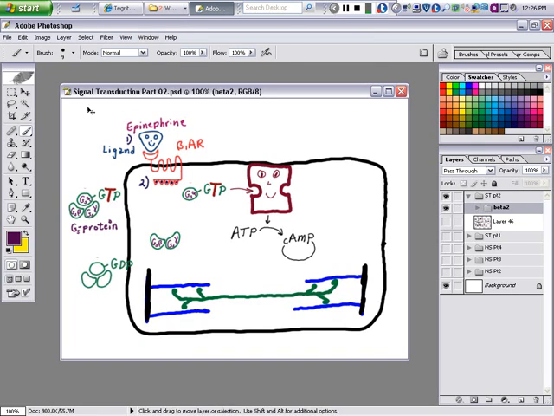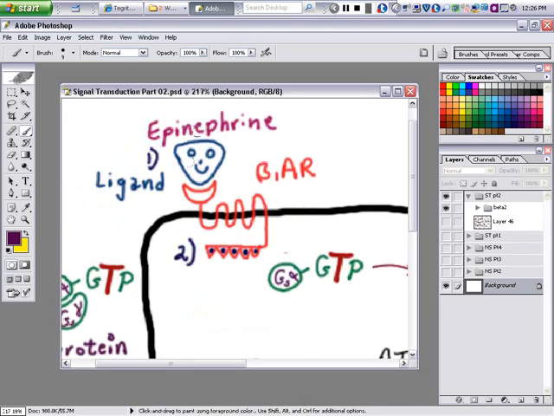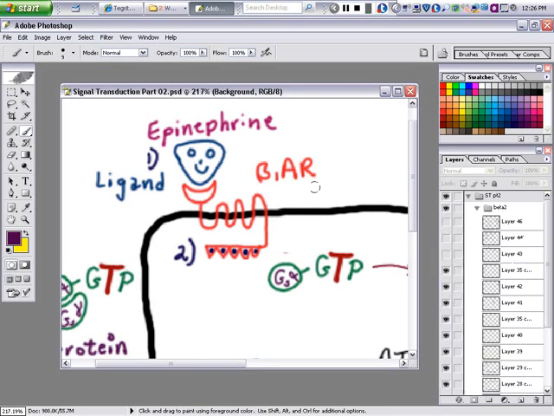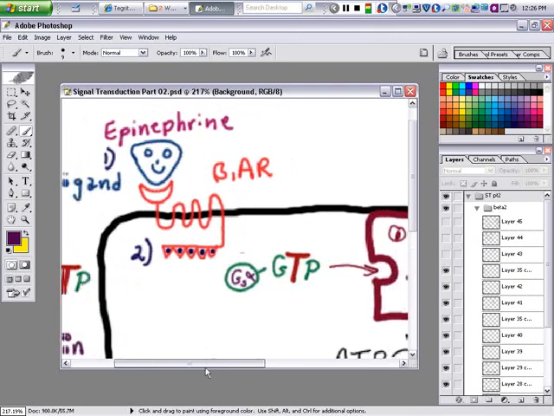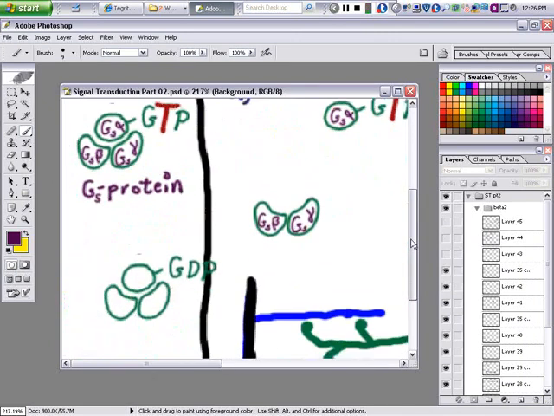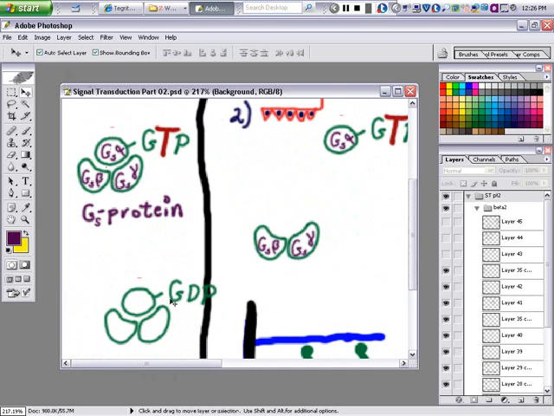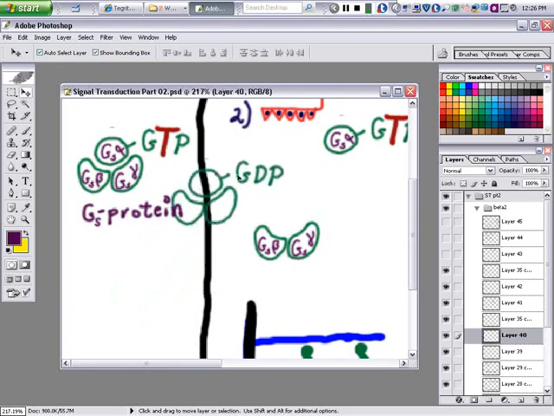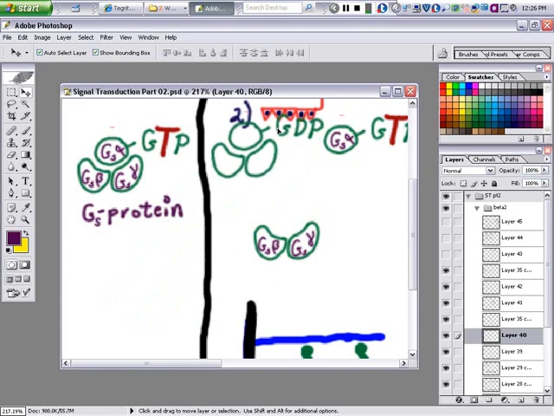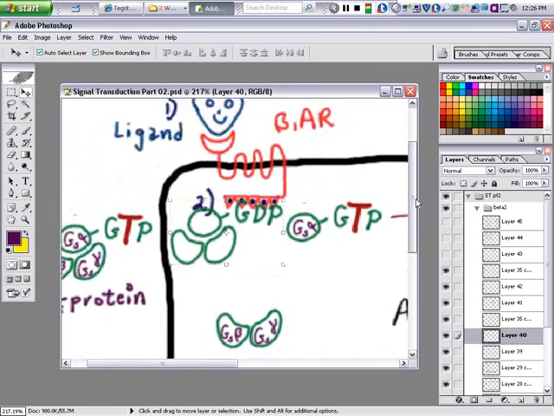Let's just catch up with where we were last time. So here we have epinephrine binding to the beta 1 adrenergic receptor. When epinephrine binds to this receptor, then this receptor is activated. And once it's activated, a protein comes in. This trimeric protein comes in and associates with that receptor. Then this protein itself becomes activated.